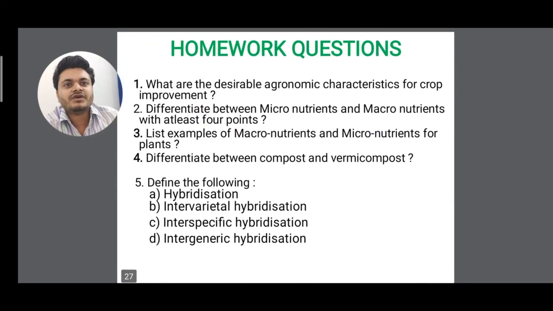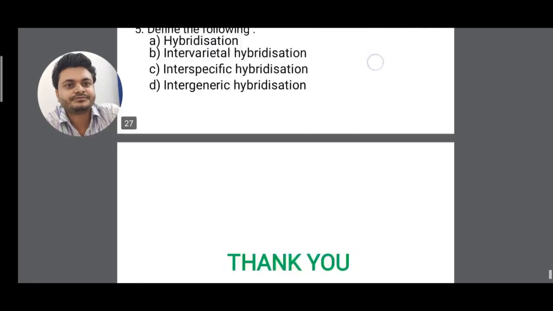Now, students, these are the homework questions. Your first question is, what are the desirable agronomic characteristics for crop improvement? Differentiate between macro and micronutrients with at least 4 points. List examples of macro and micronutrients of plants. Differentiate between compost and vermicompost. Define the following: hybridization, intervarietal hybridization, interspecific hybridization, intergeneric hybridization. All have been given through this lecture in the notes. Clear? So no problem should be there.